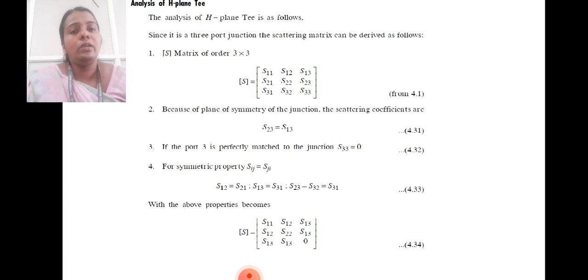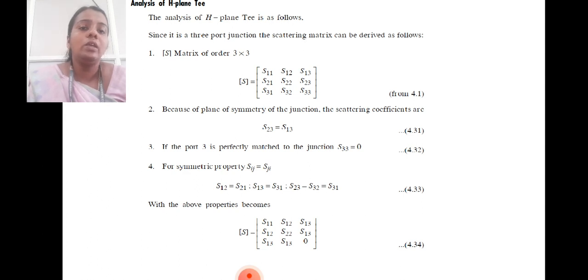So we are writing the S matrix of order 3 cross 3 as S is equal to S11, S12, S13, S21, S22, S23, S31, S32 and S33. Because of the symmetry, the plane of symmetry of the junction, the scattering coefficient S23 is equal to S13. And also if port 3 is perfectly matched to the junction, S33 will be equal to 0.